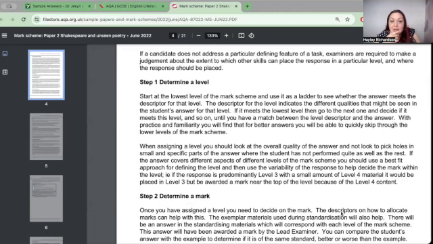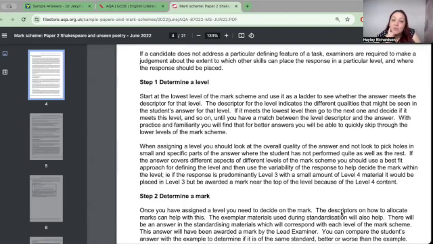Step 1, determine a level. Start at the lowest level of the mark scheme and use it as a ladder to see whether the answer meets the descriptor for that level. The descriptor for the level indicates the different qualities that might be seen in the student's answer for that level. If it meets the lowest level, then go to the next one and decide if it meets this level, and so on, until you have a match between the level descriptor and the answer.